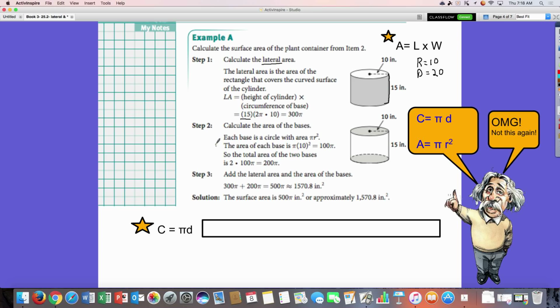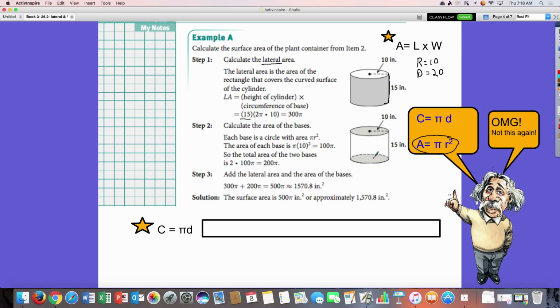Now, here's the other part. We've got to figure out the area of the base, well, we know the formula for area, right? Area equals pi r squared. So for the top and bottom, that's 2 circles, right? 2 circles we need to find the area of. We've already found the area of this strip right here. That area is 300 pi. So now we got to figure out the top and the bottom.